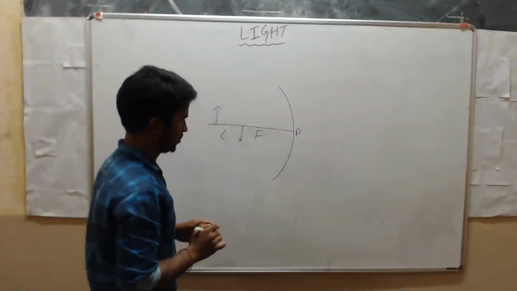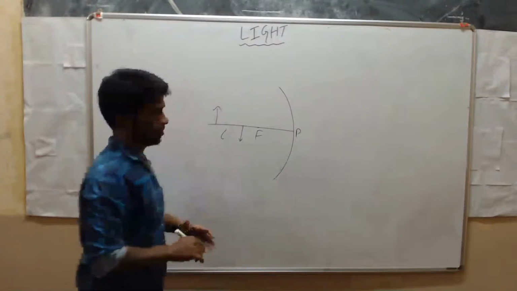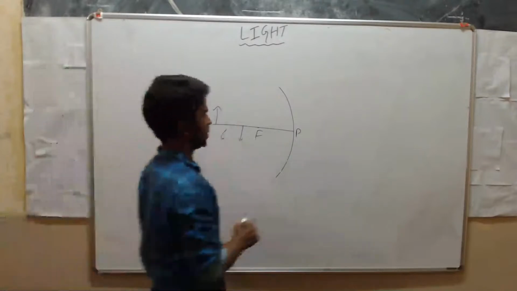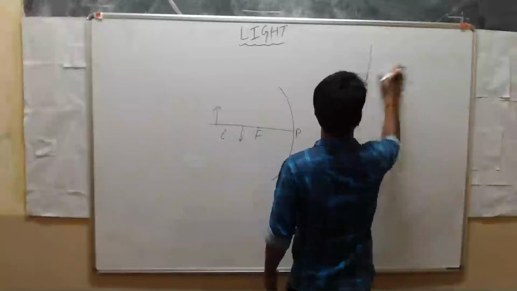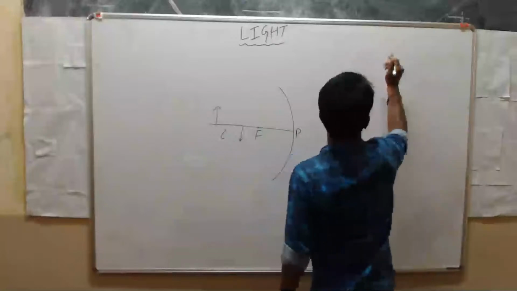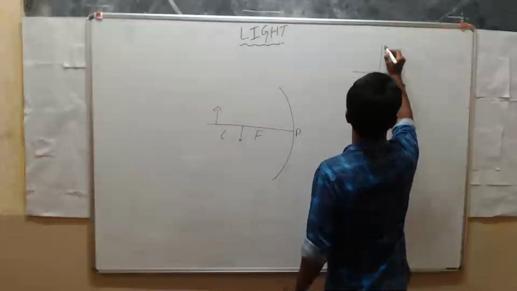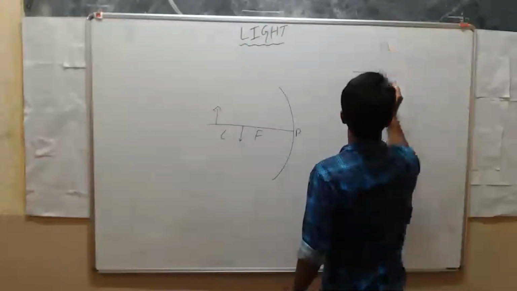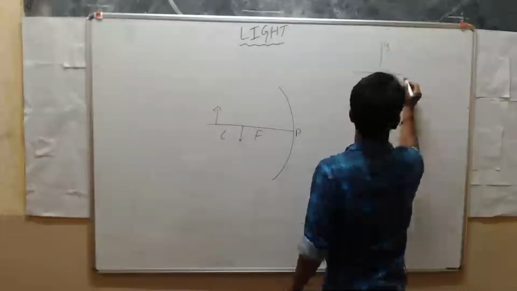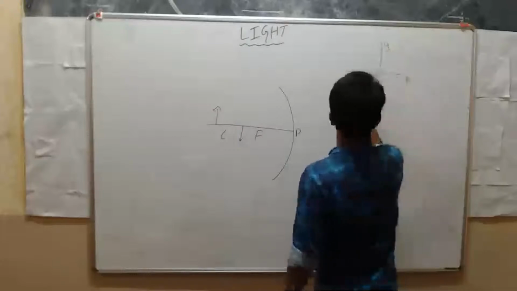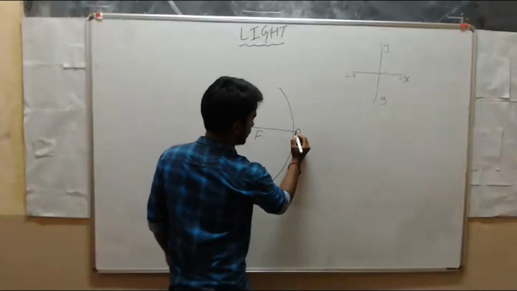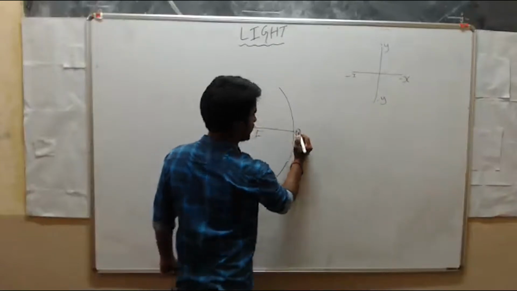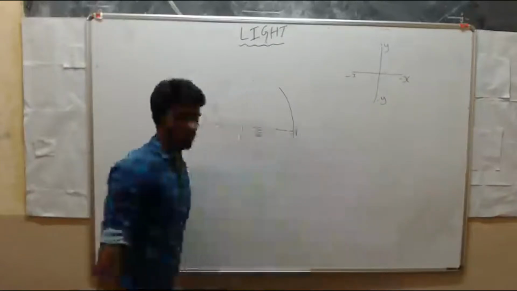Now see here, we will follow the sign convention rule according to our Cartesian coordinate system. This is positive y, negative y, positive x-axis, negative x-axis. Now this point, the pole of the mirror, we will consider as the origin.